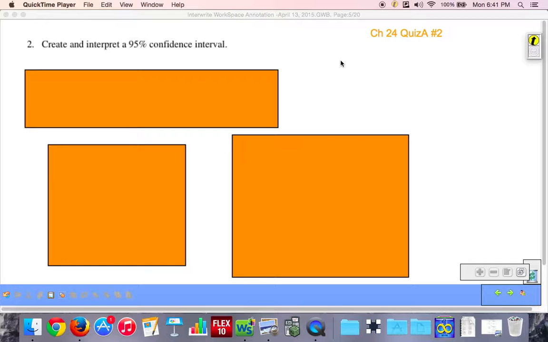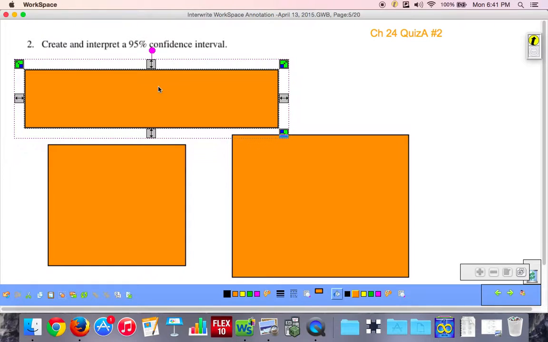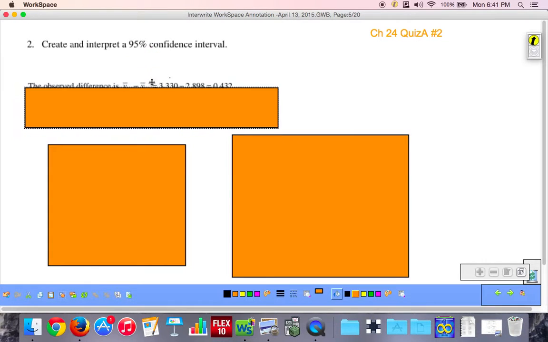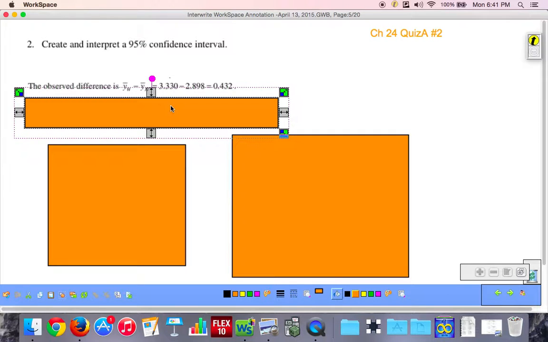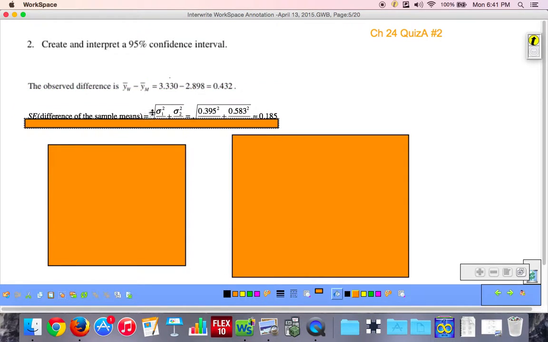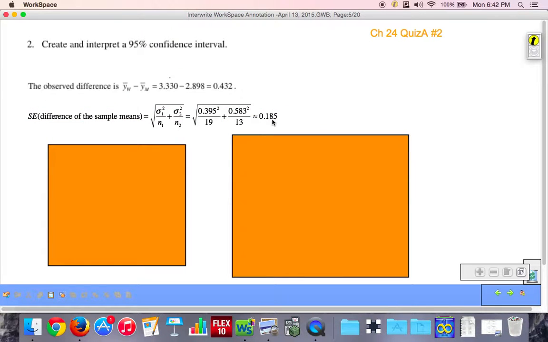We all know that the general form of any confidence interval is estimate plus or minus margin of error. But before we get to that, let's review some of the information we learned from question number 1. First, we learned that the observed difference is 0.432. We also learned the value of the standard error was 0.185. We need this information to move on, so I figured I'd put it up here for you to look at.